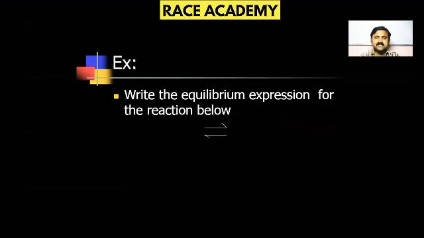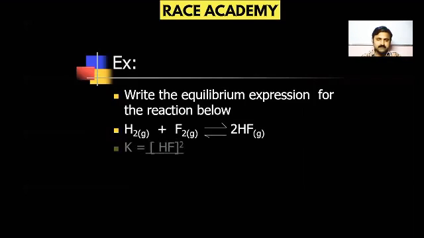Write the equilibrium expression for the reaction below. Keeping all this information in mind, we'll try to write the equilibrium expression. H2 plus F2 gives rise to 2HF. In this, HF is on the product side. H2, F2 are the reactants. So obviously, the HF concentration raised to the power 2, divided by the H2 concentration to the power 1 into the F2 concentration to the power 1.